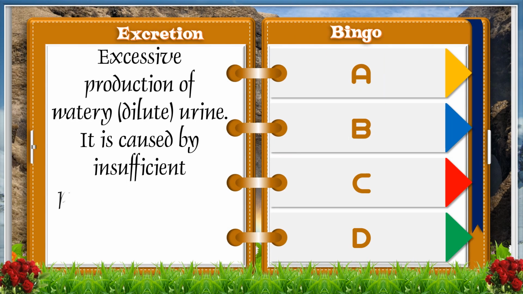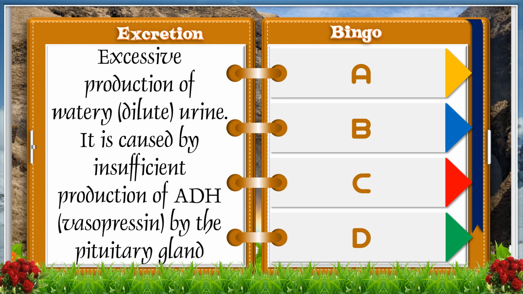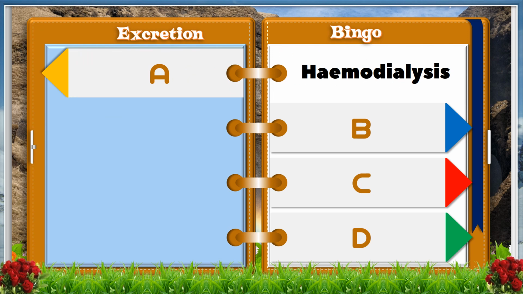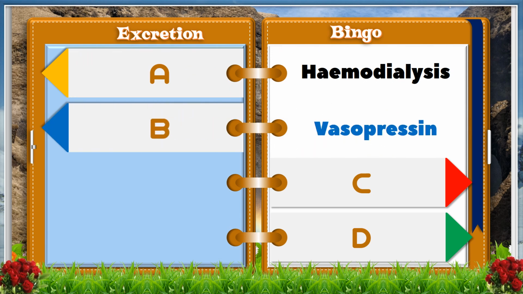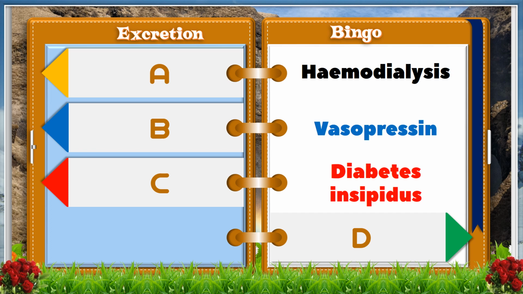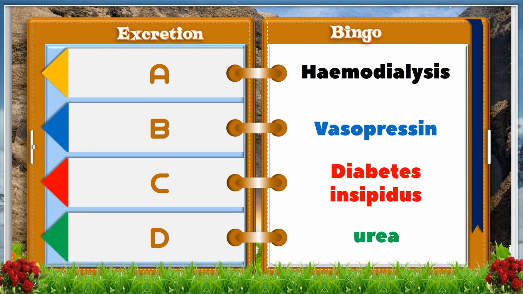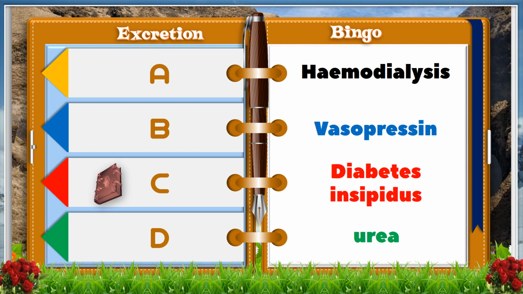Excessive production of watery or dilute urine. It is caused by insufficient production of ADH, vasopressin, by the pituitary gland. A. Haemodialysis. B. Vasopressin. C. Diabetes insipidus. D. Urea. And the answer is C. Diabetes insipidus.